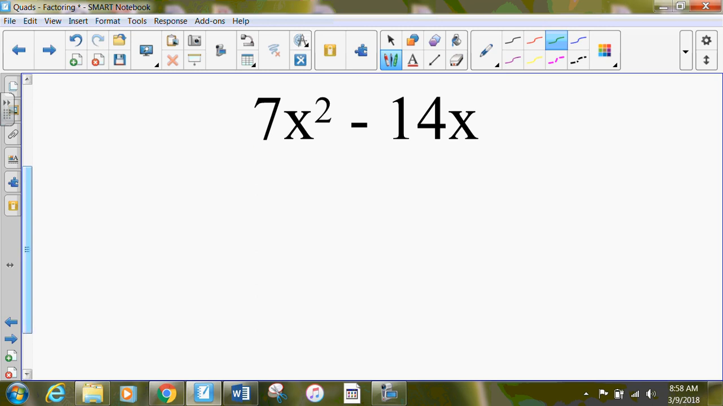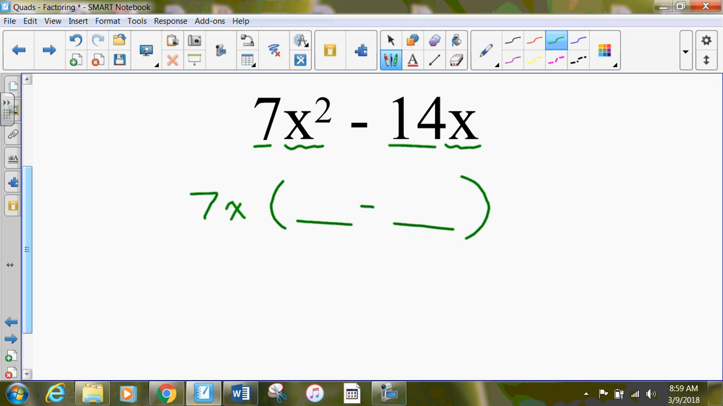So I'm looking at 7, I'm looking at 14. What's the biggest number that goes into both 7 and 14? That's right, 7. So that's the number that I'm going to pull out. I'm going to factor out 7. Now let's look at x squared and x. What's the biggest x I can pull out that both of the terms have in common? That's right, it's just the x. So what's left? Once again, sometimes it helps people to put these lines.